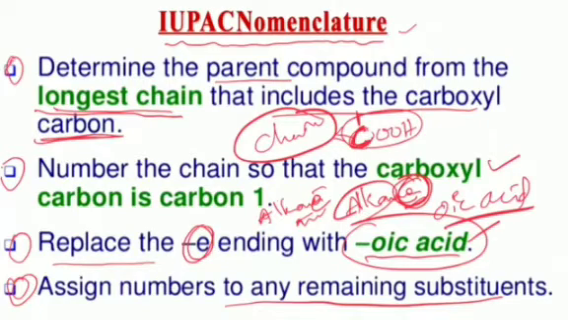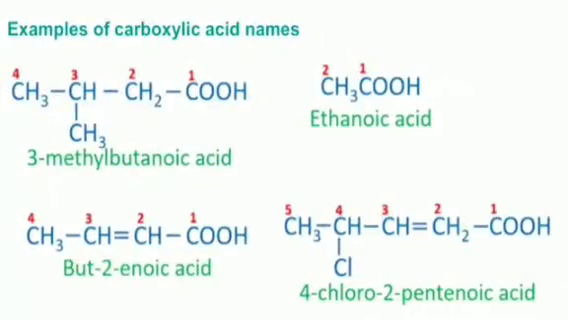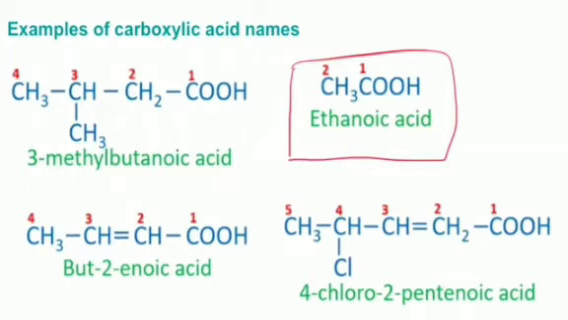So for example, if you see this one, based on the IUPAC nomenclature, what is the rule? You have to decide what is the longest chain. Here, this is the longest chain in this carboxylic compound, including the carbon of the COOH carboxylic group. Remember that one, including the carbon of the carboxylic group. Then you have to decide what is the longest chain of the carboxylic acid.